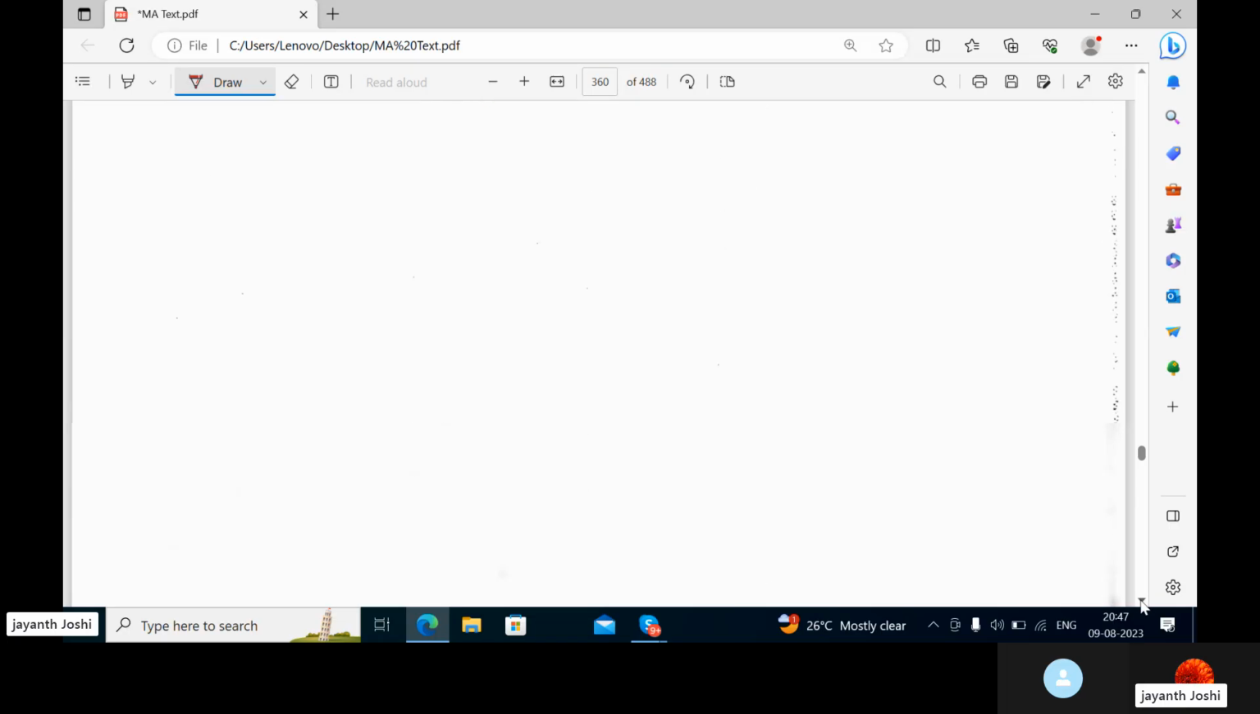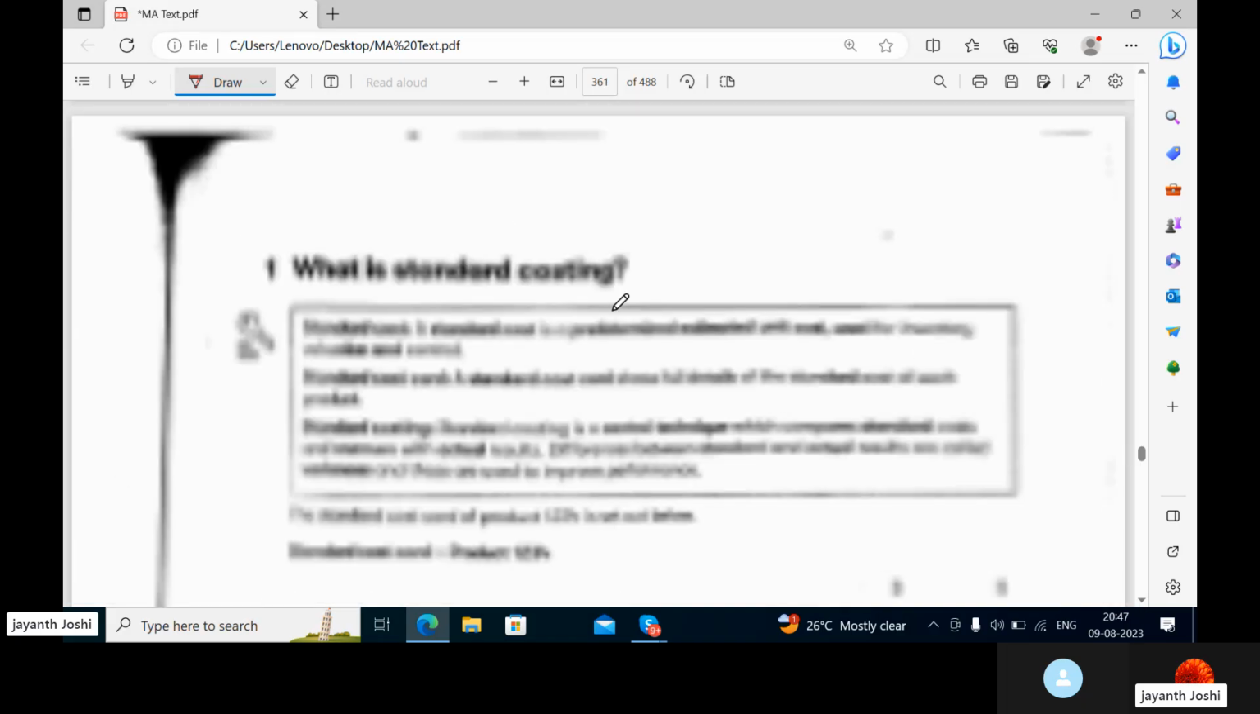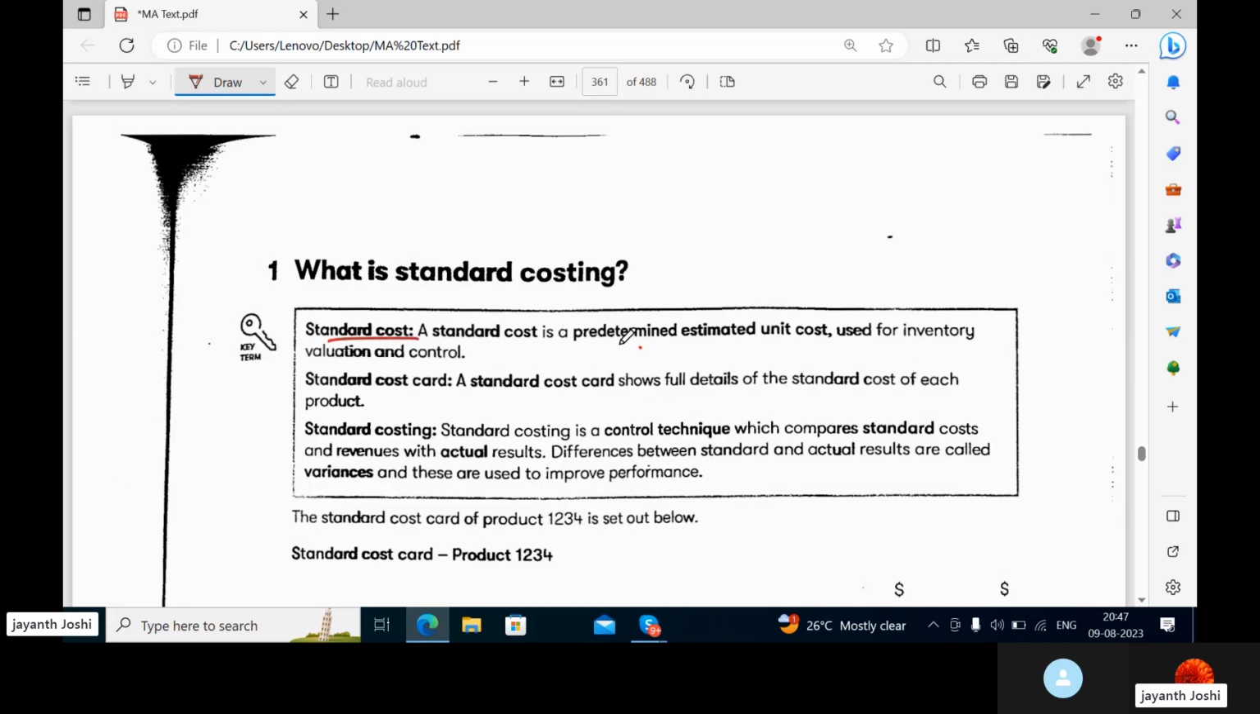Now, standard cost. A standard cost is a predetermined estimated unit cost used for inventory valuation and control. Definitely.